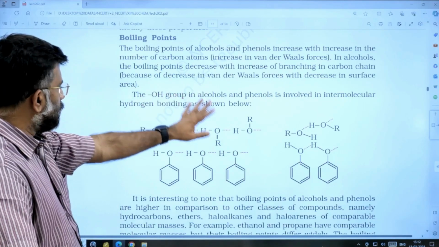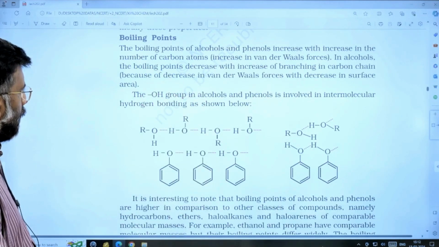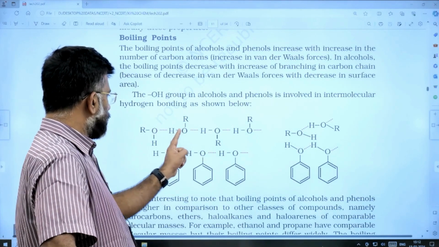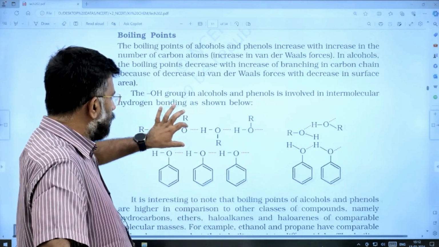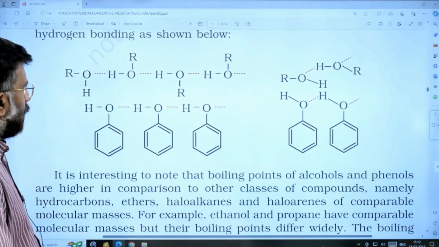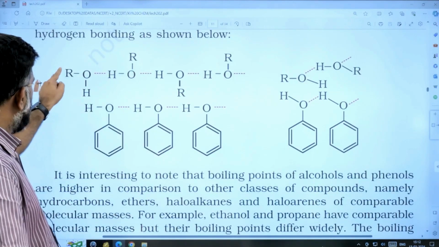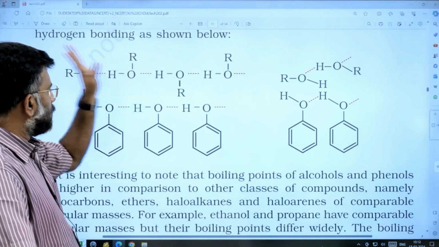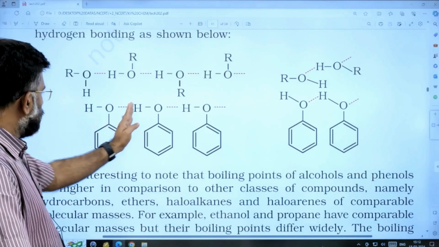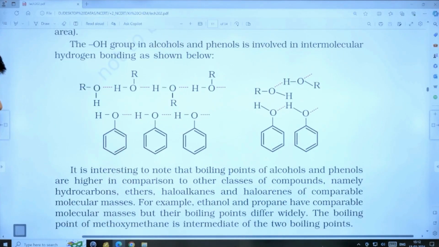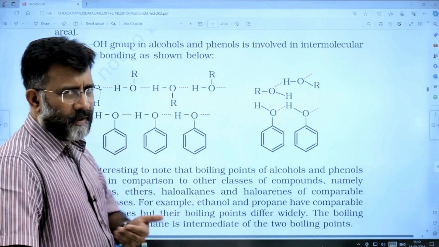This is the hydrogen bonding we find in alcohols and phenols. You can easily understand how they make hydrogen bonds with each other: ROH with ROH. Again, there is hydrogen bonding. In phenol, there is hydrogen bonding. So, due to that extensive hydrogen bonding, the boiling point is much greater.